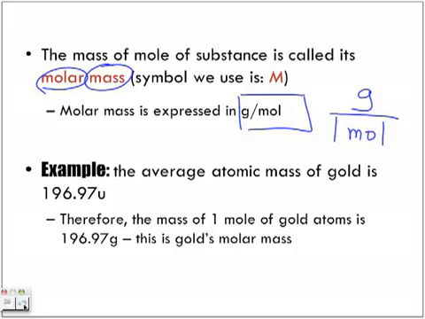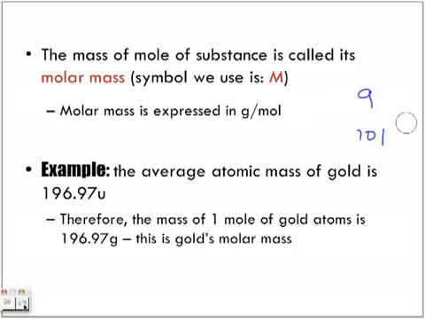It's just like units such as kilometers per hour. The speed per 1 hour, but we don't put that 1. Same thing here. Grams per mole means grams per 1 mole of that. In this example, the average atomic mass of gold is 196.97 units. Therefore, the mass of 1 mole of gold atoms is 196.97 grams per mole.